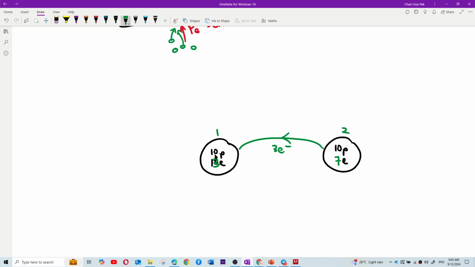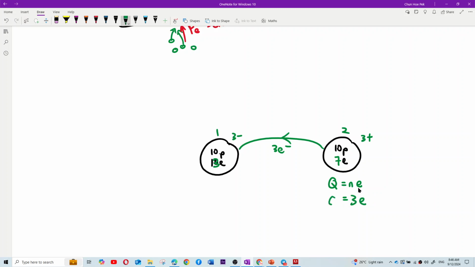So what happened is this one becomes 3 positive, and this one becomes 3 negative, isn't it? So how to calculate the charge? The charge is equal to N times E. So this one is 3 times, because 3 positive, right? 3 positive. The charge of 1 electron is 1.6, or you can just write it as 3E.